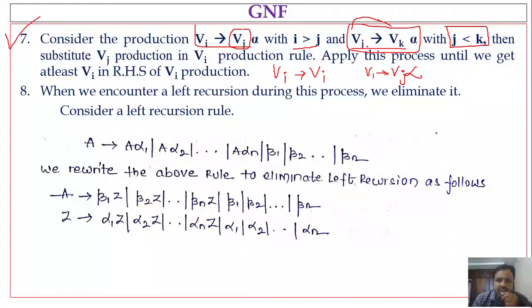Next, suppose the Vj production is in this form, Vj denotes Vk alpha, where j value is less than k. What you have to do is substitute the Vj value here in the Vi rule. This substitution will be repeated until these two symbols are equal. Once you get Vi in the RHS of the production, that means the very first symbol in the body is Vi alpha, if you get these two symbols equal, then you have to stop that substitution. You have to apply step number 8.